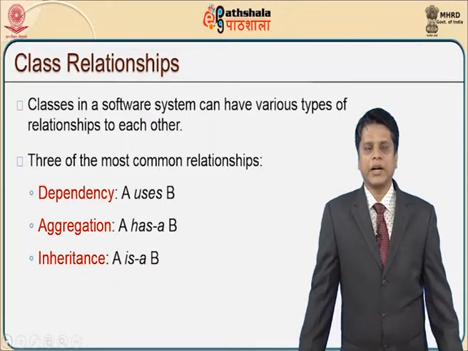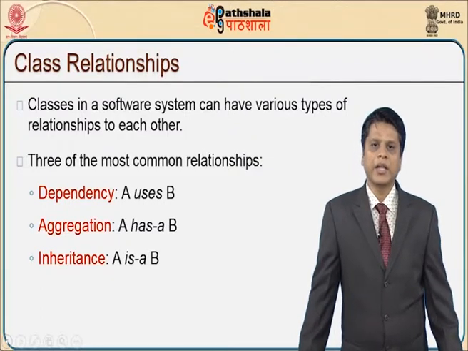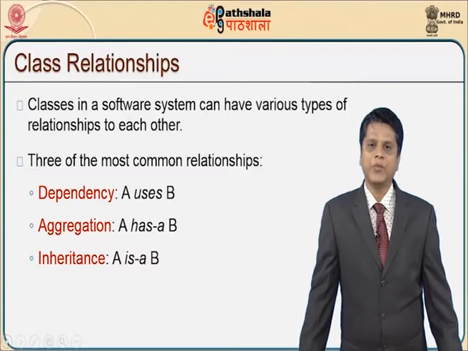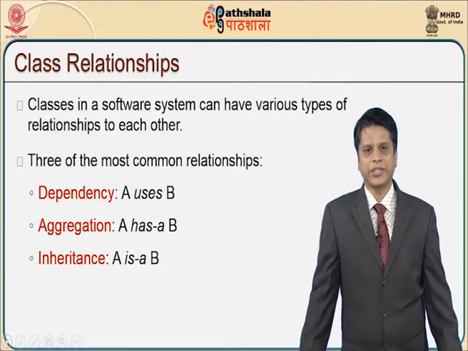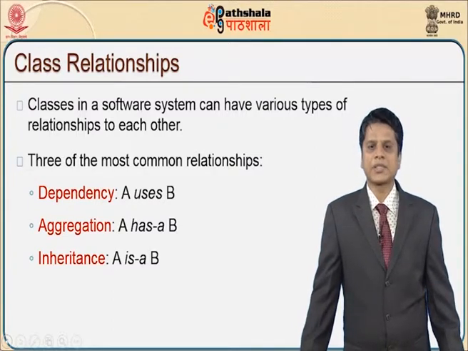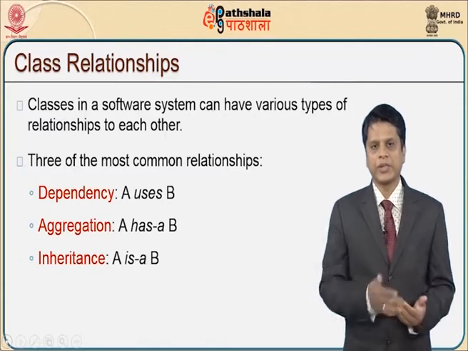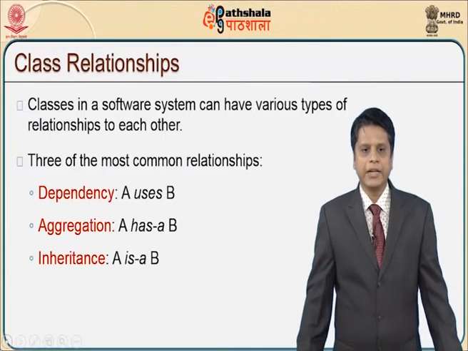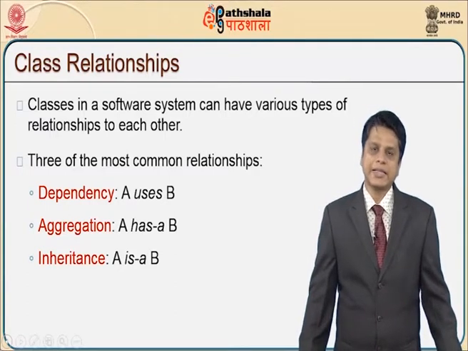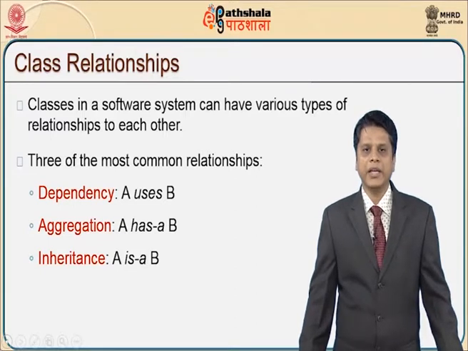Further, for a class, we can define class relationships. If you are clear about database management systems, we would have seen the entity relationship diagram where we spoke about aggregation and generalization. With specific regard to object orientation, we have inheritance relationships. Classes in a software system can have various types of relationships to each other. The three most important common relationships are dependency, which is represented as uses: when I have two modules, A uses B. Aggregation means A has a B. Inheritance means A is a B, which is a generalization format.